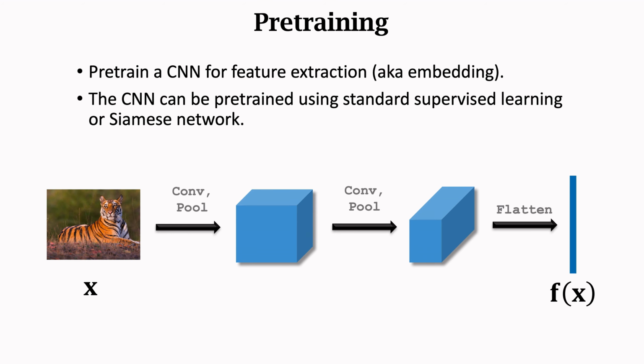The neural network can be trained in different ways. For example, it can be trained using standard supervised learning. It can also be trained using the Siamese network. The way of training will affect the final prediction accuracy. Different ways of training will have different prediction accuracies.